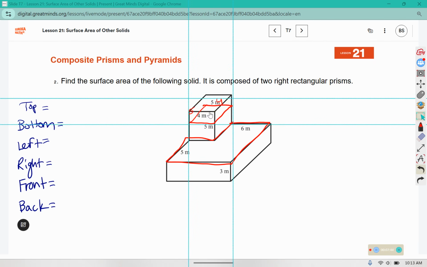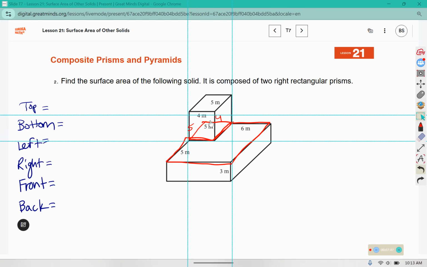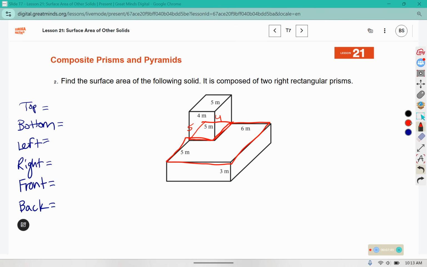So when we pull this down to make a complete rectangle, this whole side length is a 4 and a 6 combined, which is 10. And this whole side length is a 5 and a 5 combined, which is also 10. For an area of 100 square meters. The bottom is that same size rectangle, so it is also 100.